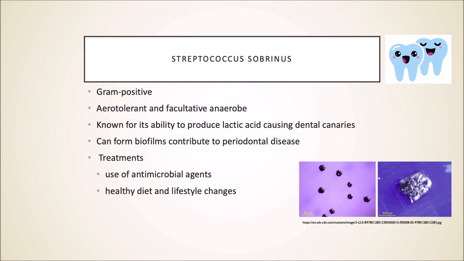Imbalance in oral microbiota can lead to the overgrowth of Staphylococcus sobrinus, which contribute to the development of dental caries and other negative health outcomes. Treatment of this problem include the use of antimicrobial agents and the promotion of healthy oral microbiota through diet and lifestyle changes.